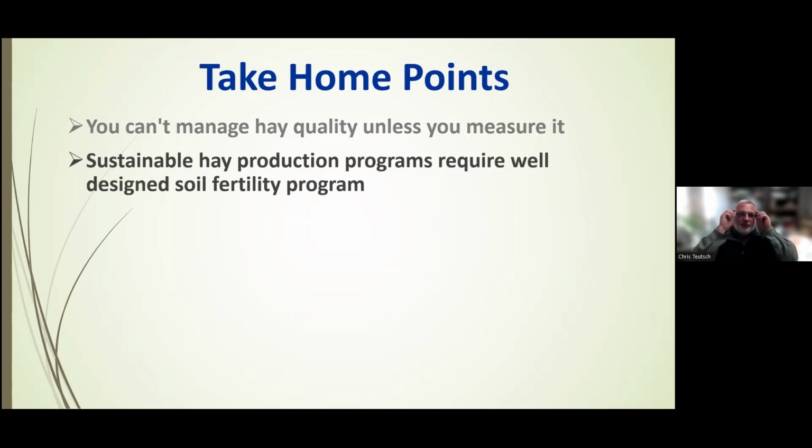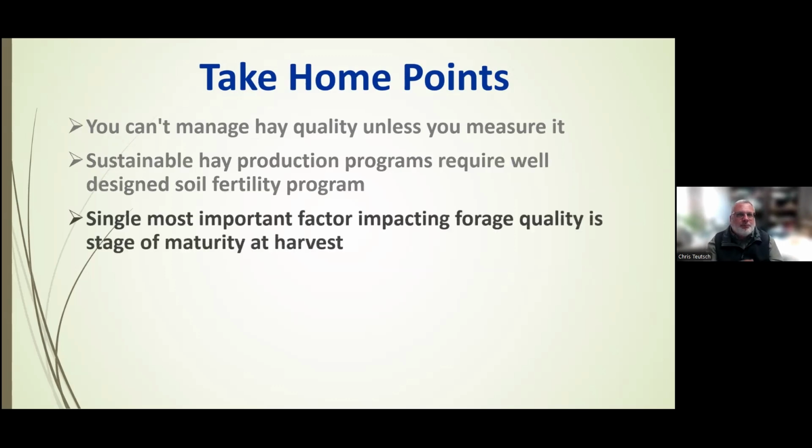Sustainable hay production systems require a well-designed soil fertility program, and that's in order to keep biomass yield up, keep desirable forage species in your stand, so desirable grasses and desirable legumes in your stand, and keep crude protein up in some cases. The single most important factor impacting forage quality is stage of maturity at harvest. So it's really important that we get in there and get that first harvest made in a timely manner. If we can do that, we're going to have the greatest impact on the forage quality of the hay we're producing.